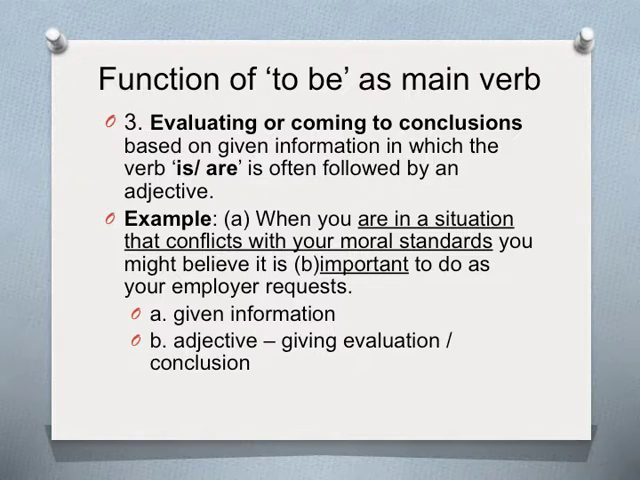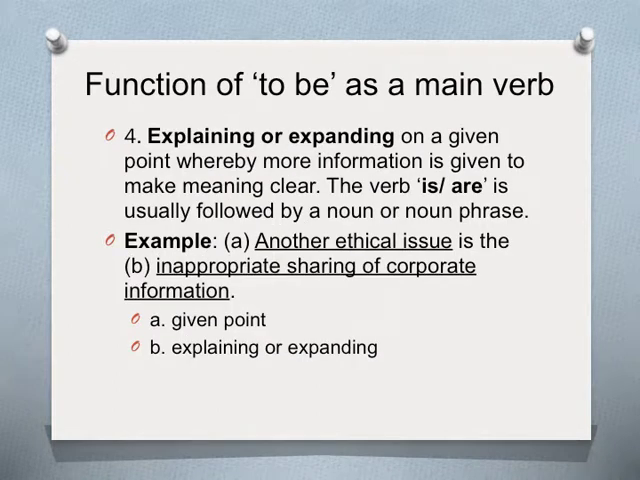introducing this conclusion. The fourth function of the verb to be as a main verb is to explain, expand, or give further examples, which helps to make the meaning clear. In such examples, the verb is or are is usually followed by a noun or a noun phrase, somewhat similar to a definition. So we have already had the definition of ethics, and now we want to add more information to expand on this. So we have another ethical issue is the inappropriate sharing of corporate information.